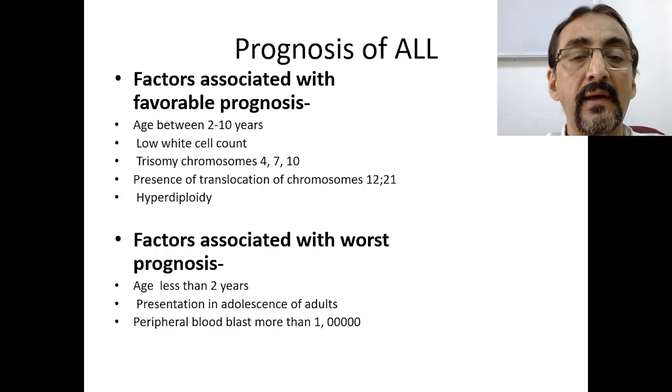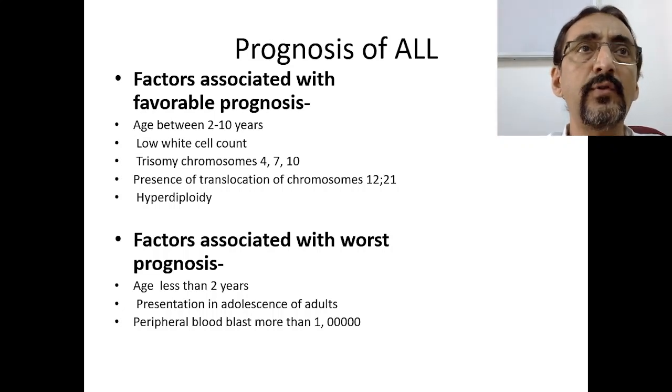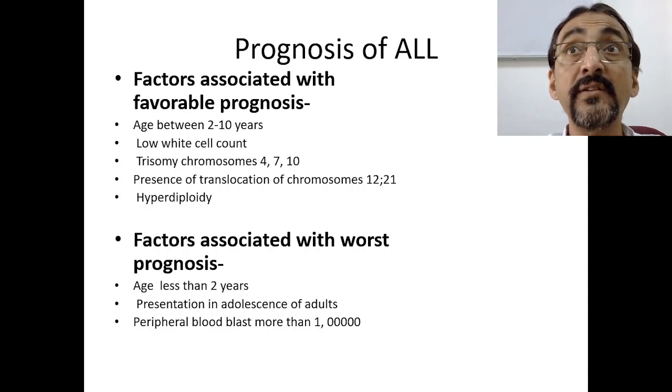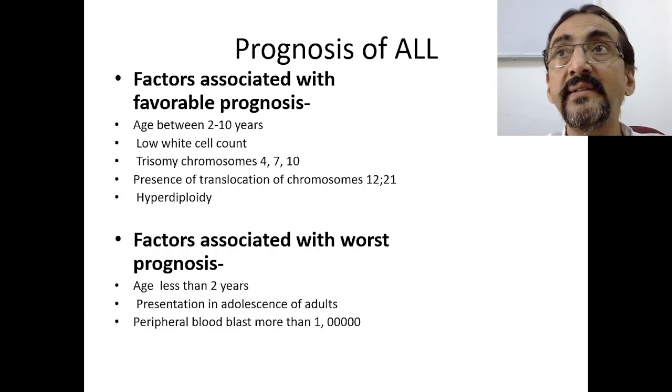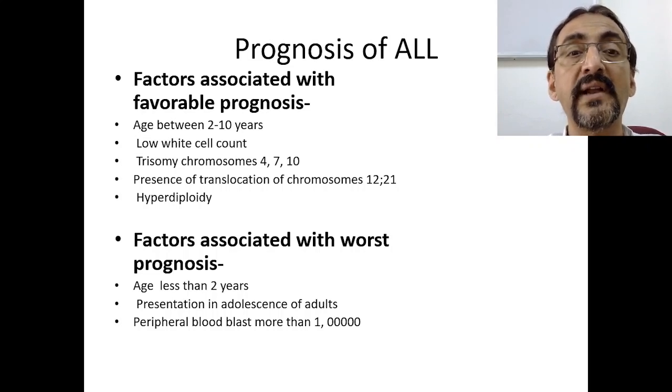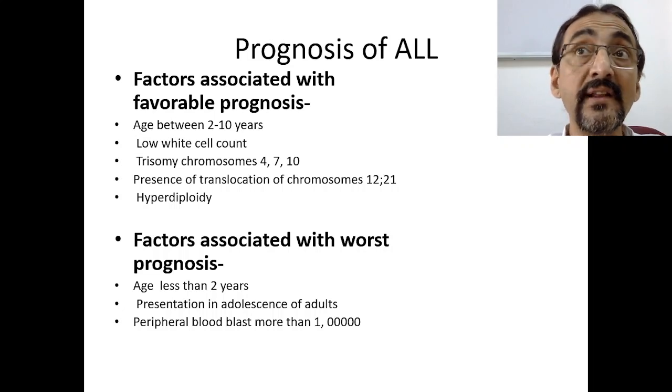That means if the white cell count is lesser, maybe 40,000, 50,000, good prognosis. If the white cell count is more, that means they are not normal cells, they are blast cells, more than 1 lakh, then it is not a favorable condition. Some of the disease conditions are also favorable. For example, trisomy of chromosomes 4, 7 and 10, then it is quite favorable. Exact reason I don't know.